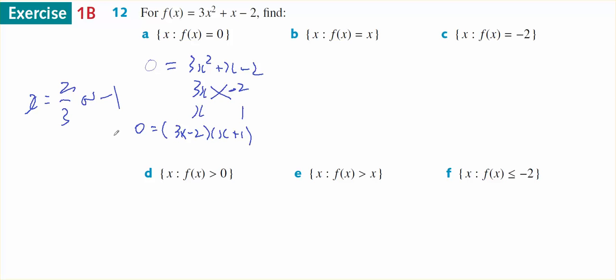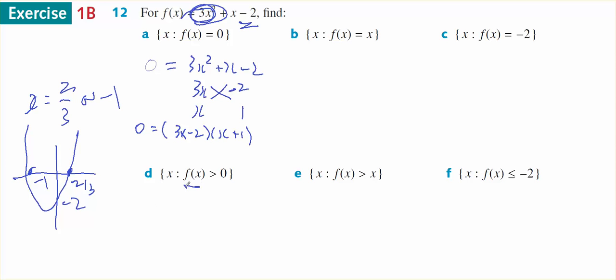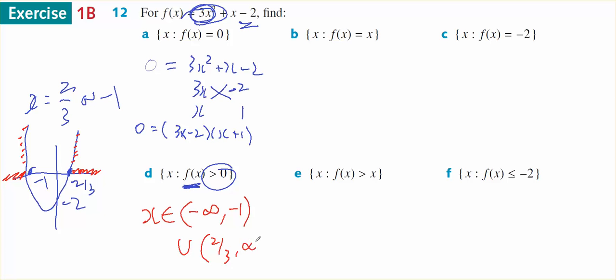or negative 1. Now, to be able to do my inequality, I'm going to draw a graph. This is a positive quadratic. Therefore, I know it goes through at negative 1 and 2/3, and it has a y-intercept of negative 2. It's going to look like this. Where is the graph greater than 0? Well, it's greater than 0 up here and up here, which means I want these values of x. So when x is an element of negative infinity all the way through to negative 1, not inclusive, union with 2/3 to infinity.